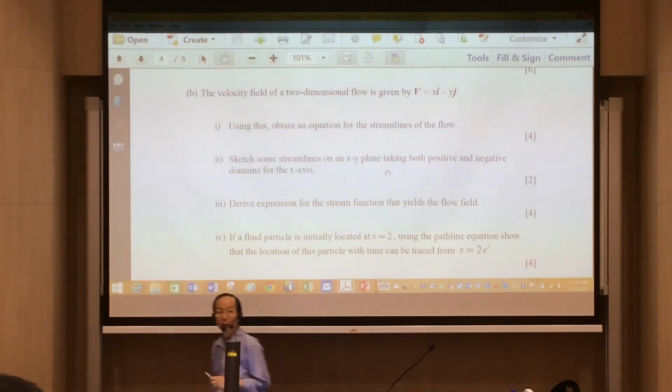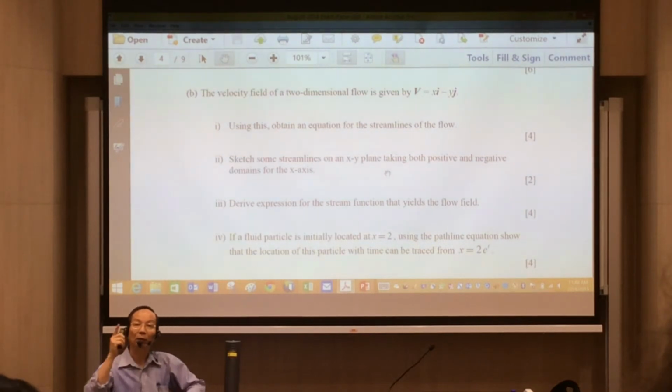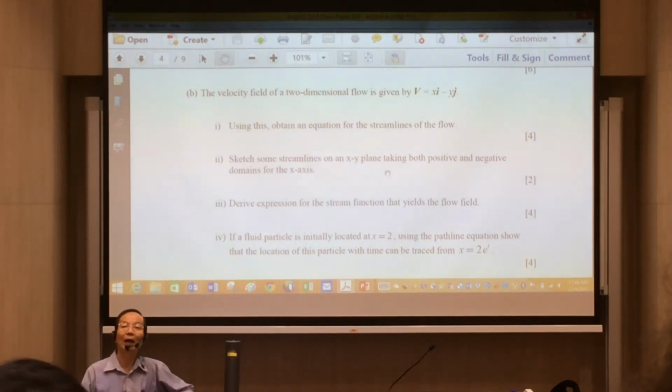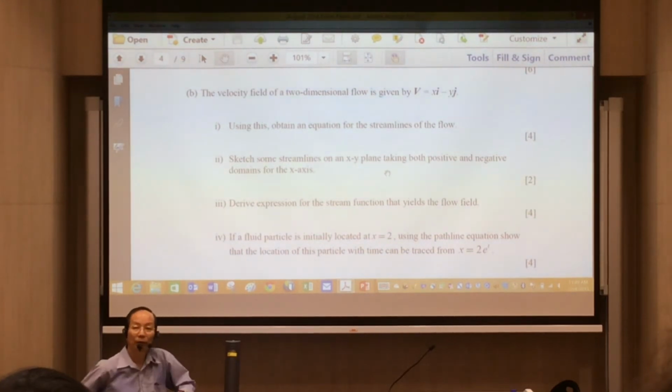Is it important? That's why when you look at exam questions, sometimes there are some hints given to you, some information. It may be hidden to those who don't know, but to those who know, it's actually important information. So what do you think? Initially located at t and x. What is this for? What do you think?